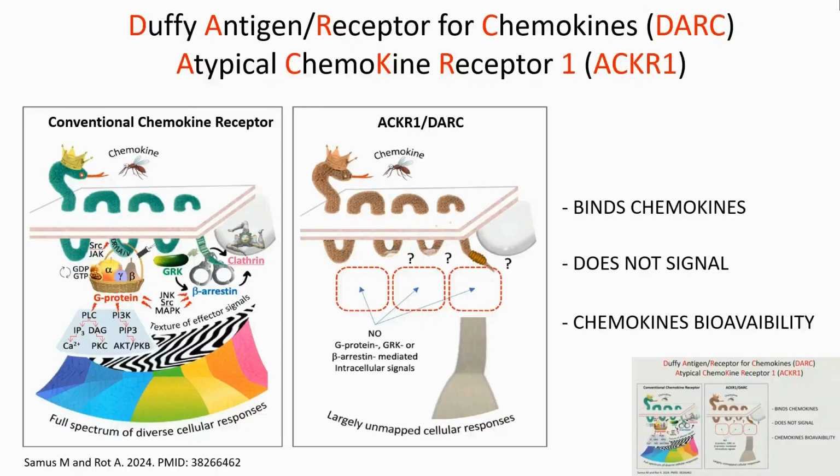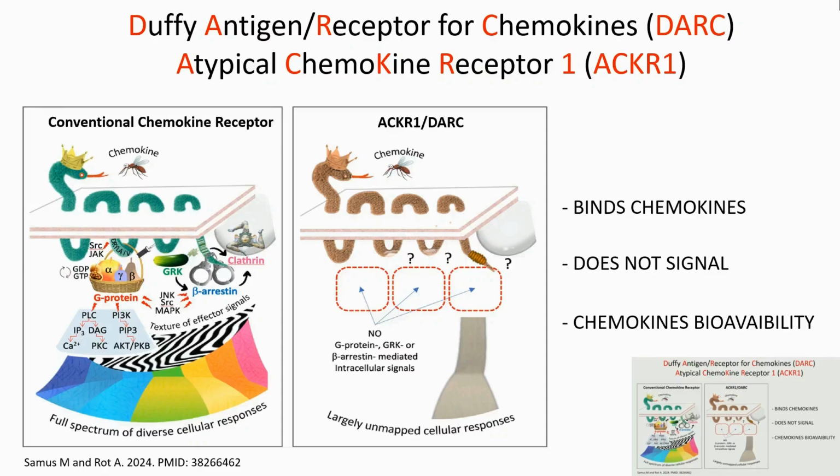First of all, I would like to give a bit of background about the molecule of interest. We are studying the Duffy antigen receptor for chemokine, or in short, DARC. That has been the name of this receptor for a long time, and more recently it was renamed ACKR1, which stands for atypical chemokine receptor 1.